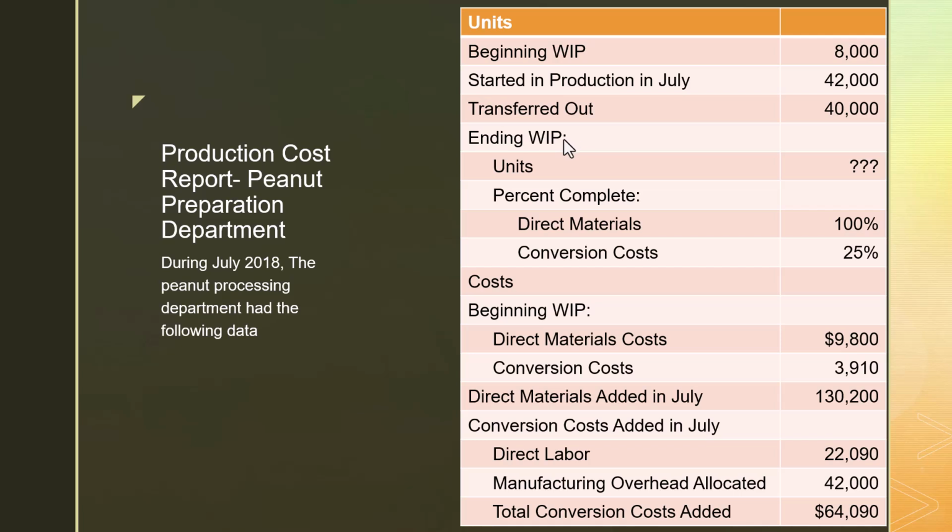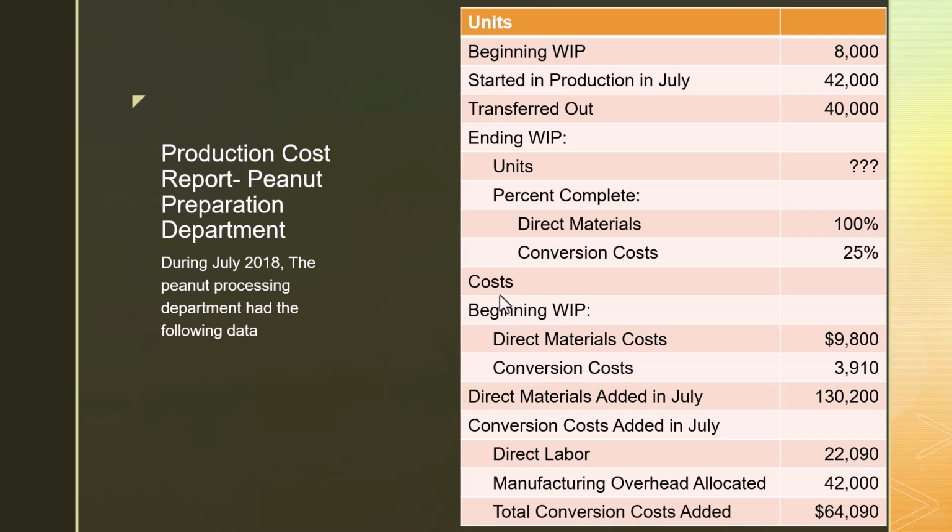But those units that are in ending work in process for Chewy Easy Peanut Butter are complete for direct material. So all of the raw peanuts are there to be prepared. They're just not fully prepared yet. They still need to be blanched and roasted and all of that stuff. So they're only 25% done for their conversion costs, their labor costs, and their overhead costs.